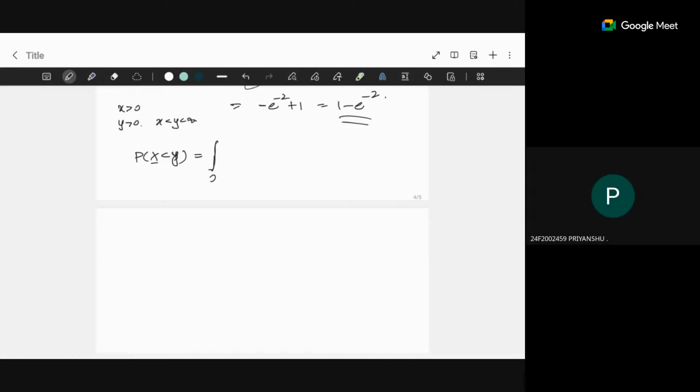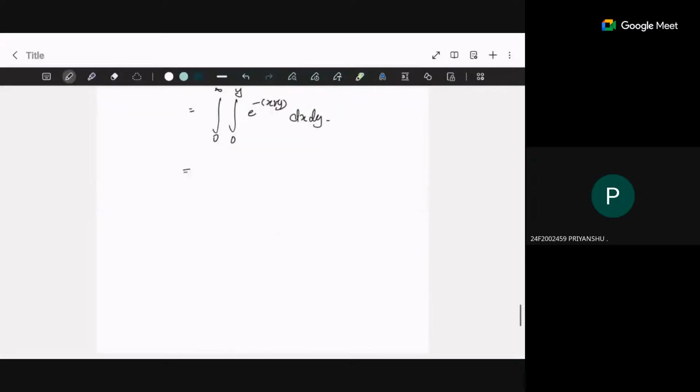So this will be what? The integral from 0 to infinity, x to infinity, of e raised to the power minus (x plus y). You can take it like that. Okay, let's take it like that. So let's suppose you are taking it for x. So this is 0 to infinity and it is 0 to y, e raised to the power minus (x plus y) dx dy. Correct? Yes.